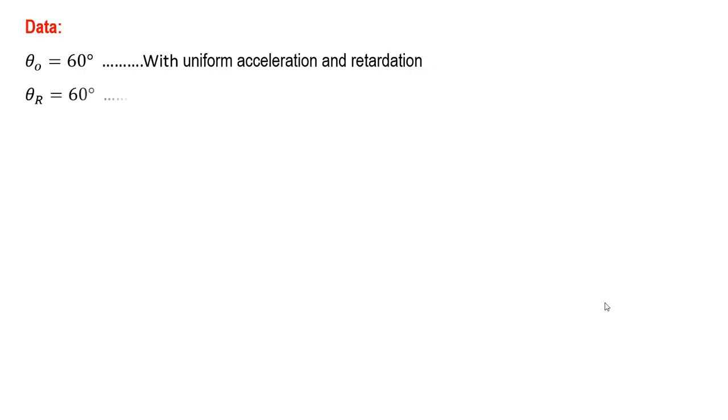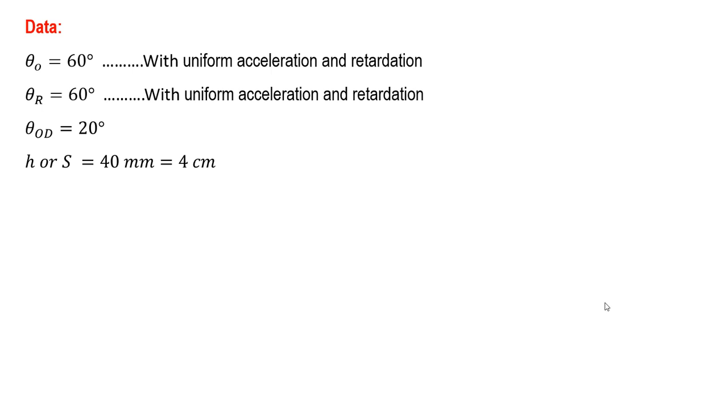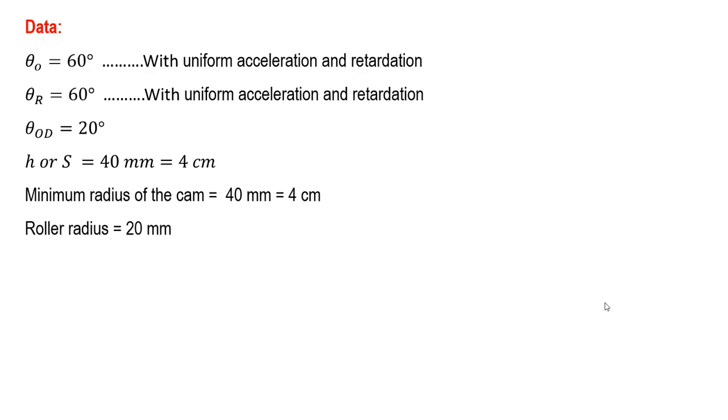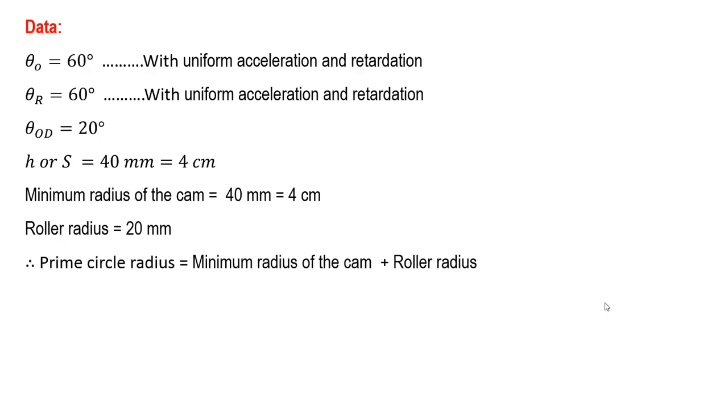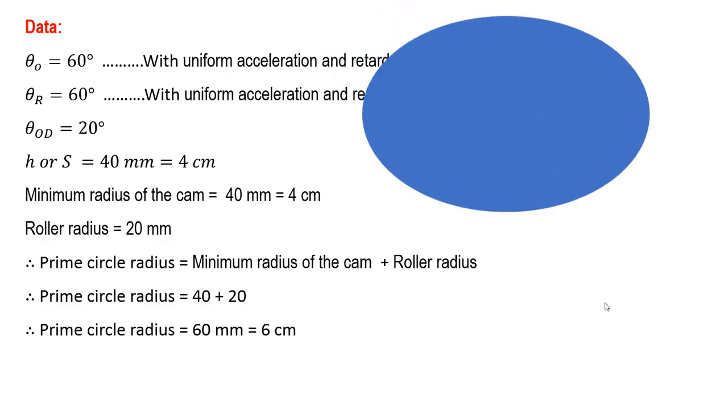First we'll write down the data which is given to us. Outstroke is 60 degree with uniform acceleration and retardation. Return stroke is also 60 degree with uniform acceleration and retardation. Dwell period is 20 degree. Lift of the follower H or S is 40 mm or 4 centimeter. Minimum radius of the cam is 40 mm or 4 centimeter. Roller radius is 20 mm or 2 centimeter. Now prime circle radius is nothing but the minimum radius of the cam plus roller radius. So it is 40 plus 20 mm, that is 60 mm or 6 centimeter.